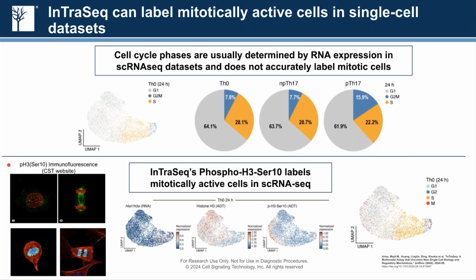Now, at CST, we have a very robust phospho-histone 3 serine 10 antibody. And I'm showing you here images from our website. This antibody specifically labels mitotically active cells. In the interphase, it's not observed at all, but in mitotically active cells, like here in the anaphase or in the metaphase, you see in green that this phospho-histone serine 10 is upregulated only in the dividing and mitotically active cells.